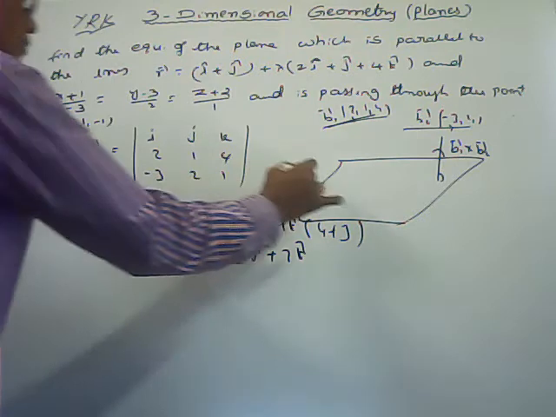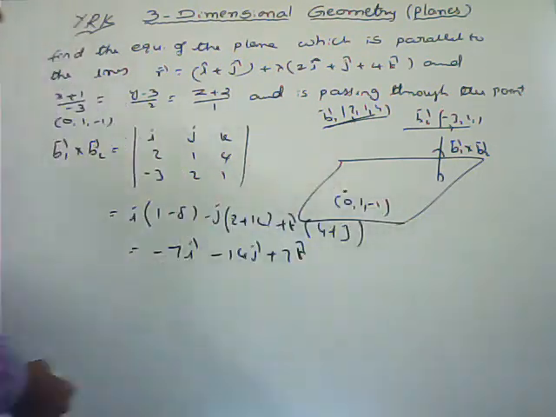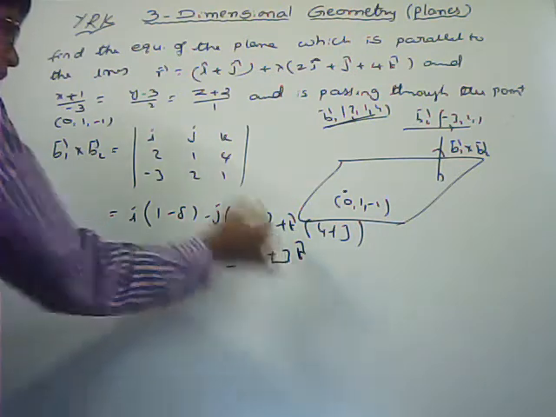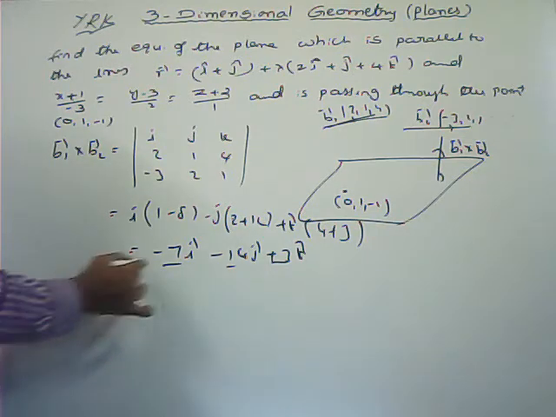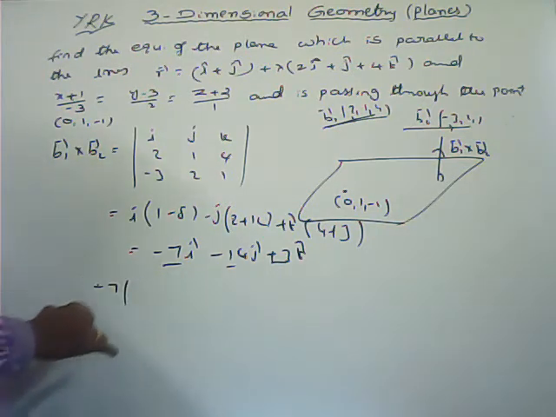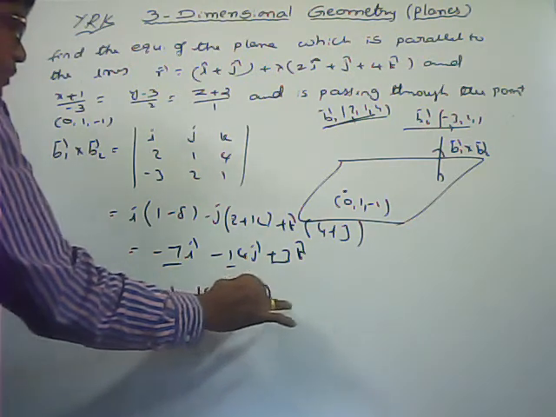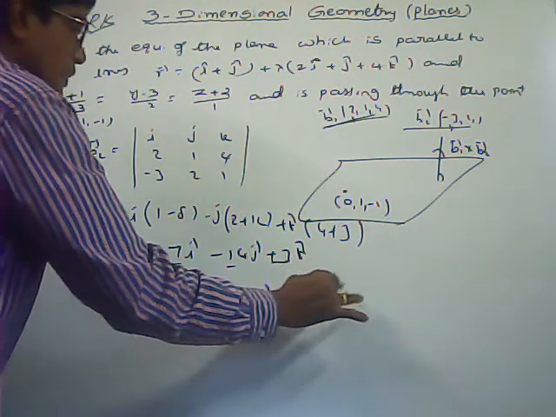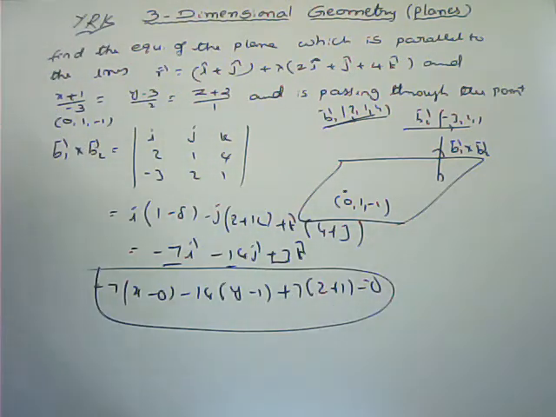Now what about the equation of the plane? The plane passing through the point 0, 1, minus 1. Here A, B, C, the normal direction ratios are given and one point is given on the plane. So A into x minus x1 plus B into y minus y1 plus C into z plus 1 is equal to 0. This one you can simplify and write in the standard form ax plus by plus cz equals d. That is the equation of the plane.